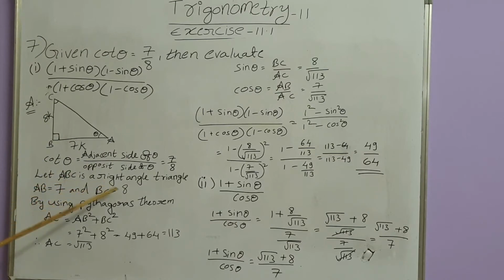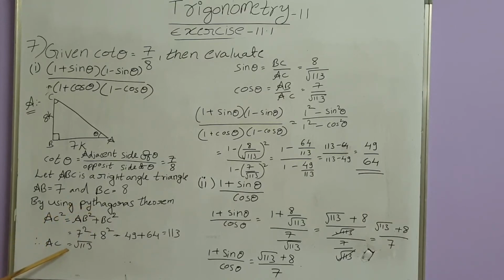Let ABC be a right angle triangle. AB is 7 and BC is 8. Now we find AC value by using Pythagoras theorem. What is Pythagoras theorem? AC square is equal to AB square plus BC square. Here AB is 7, 7 square. BC is 8, 8 square. 7 sevens are 49, 8 eights are 64. 49 plus 64 is equal to 113. This is AC square value.